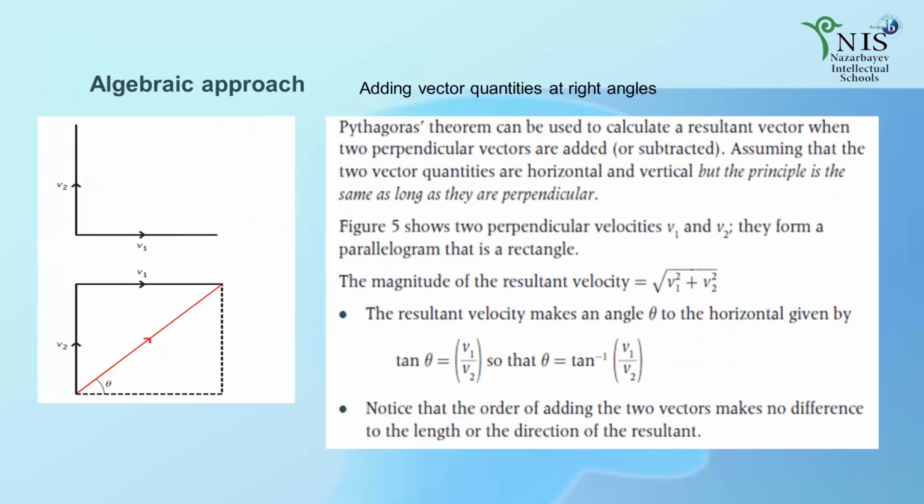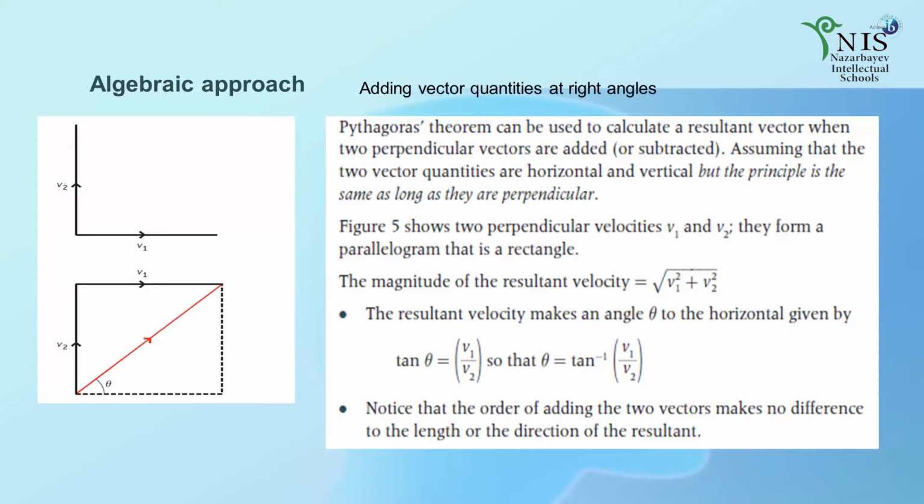Next, the algebraic approach: adding vector quantities at right angles. The Pythagorean theorem can be used to calculate a resultant vector when two perpendicular vectors are added or subtracted, assuming that the two vector quantities are horizontal and vertical, but the principle is the same as long as they are perpendicular.